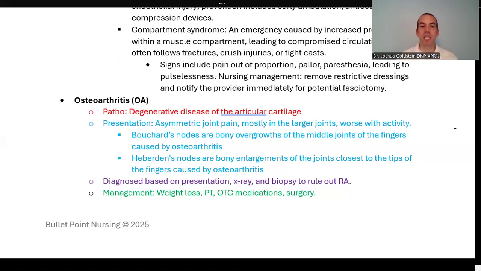There are two things that are often tested on with OA, that's Bouchard's nodes and Heberden's nodes, and both of those are classic symptomology of osteoarthritis, nothing to do with how bad the disease is or anything, but those are both testable items on the assessment of a patient with OA. If you see either of those in a question, your patient has OA. These are diagnosed based on presentation, based on an x-ray, and sometimes they'll do a biopsy or other tests to rule out rheumatoid arthritis. How do we manage it? We manage it with weight loss, we manage it with physical therapy.